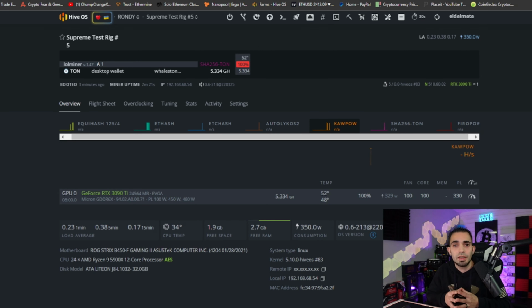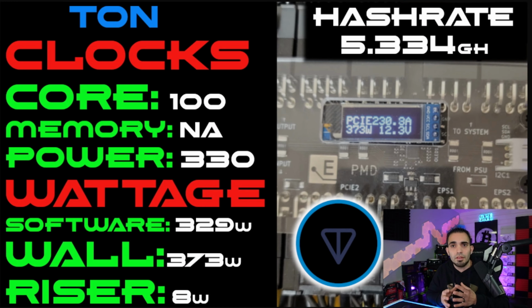Over here on Ton, this thing actually killed it. We got 5.334 gigahash. Again, this was able to be pushed a little higher on Aletheium and Ton, but the wattage just wasn't worth it. Looking at the clocks, we have 100 on the core. The memory was non-existent. We didn't have to put it in. The power limit, we put 330. Then in the software, it was reading 329. The wall was at 373, just like Aletheium, and the riser 8 watts. Again, we're doing 5.334 gigahash on Ton.